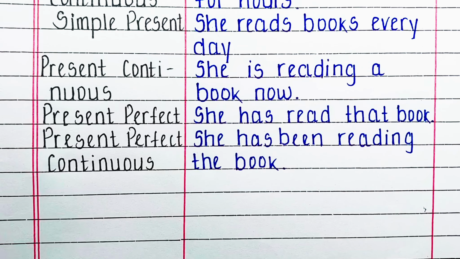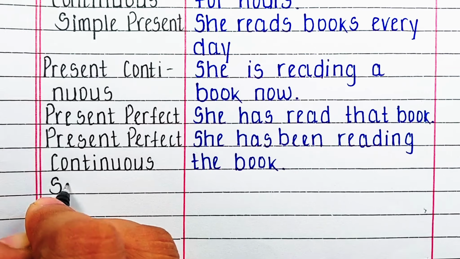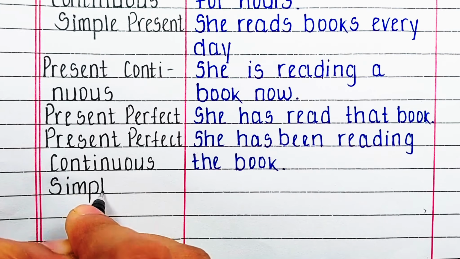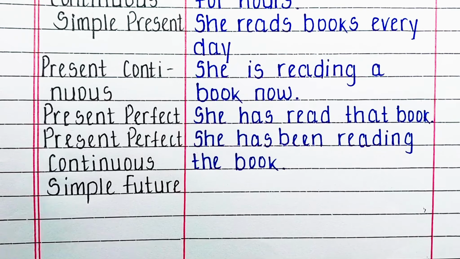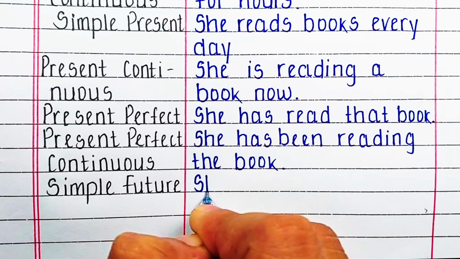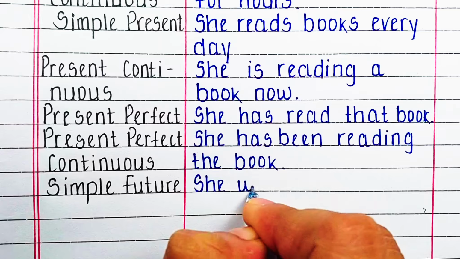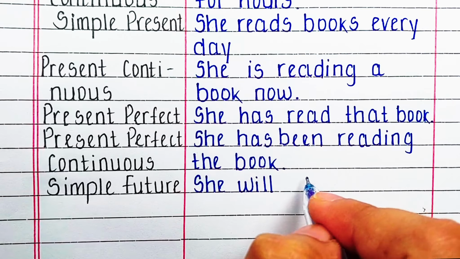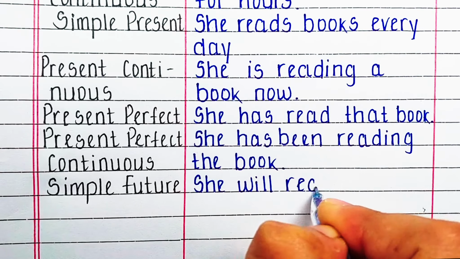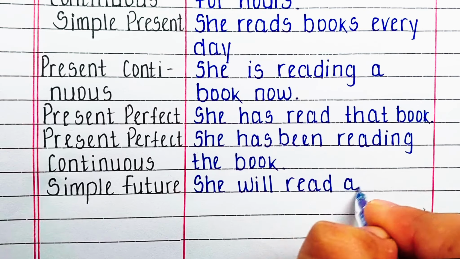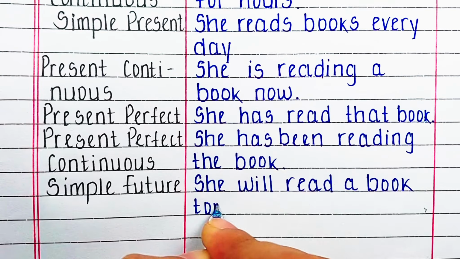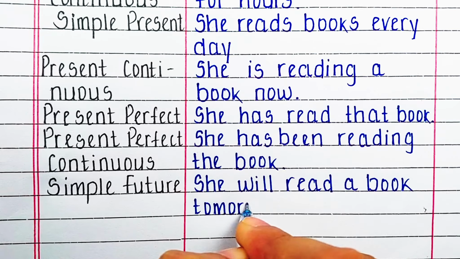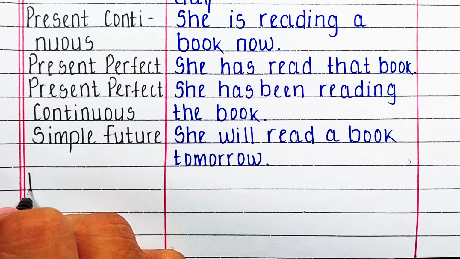Next, move on to the third type or the final type of tense, that is future tense. It also has 4 subtypes and we will learn one by one. First one is simple future. In simple future, we will write, she will read a book tomorrow.